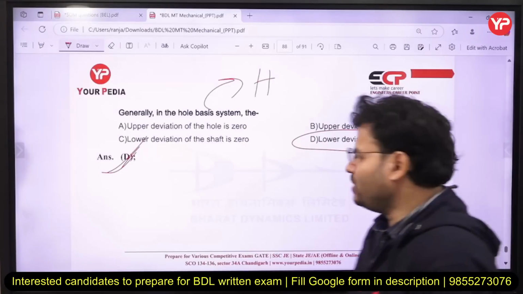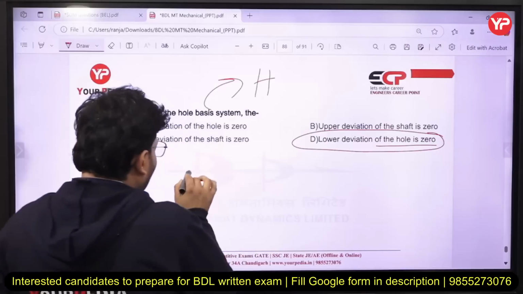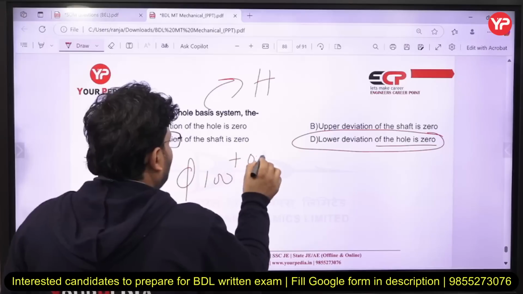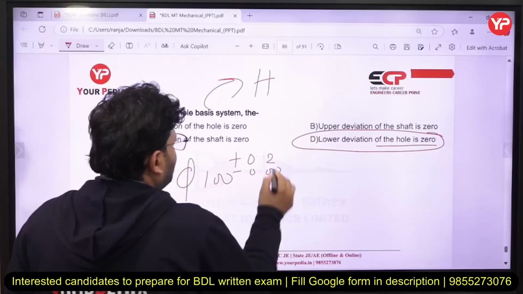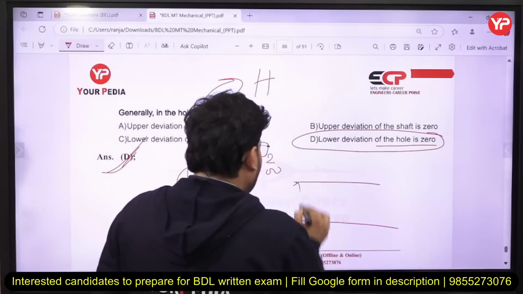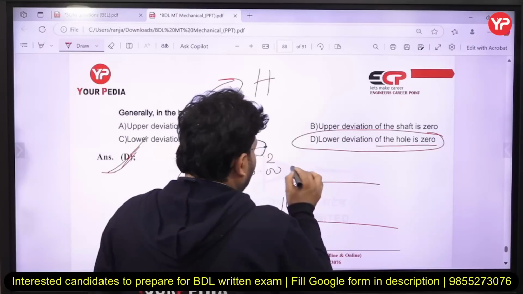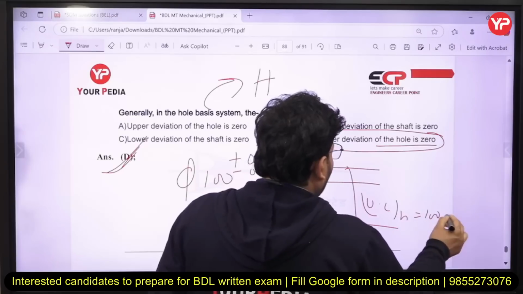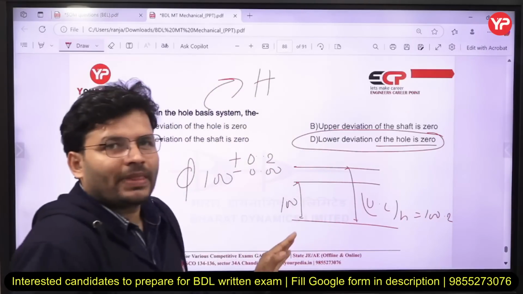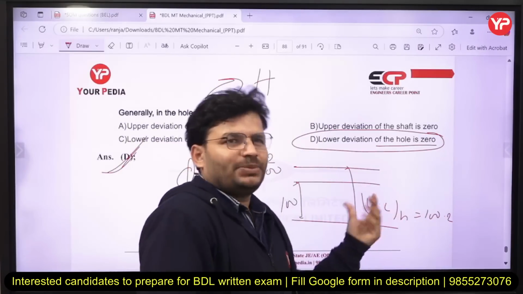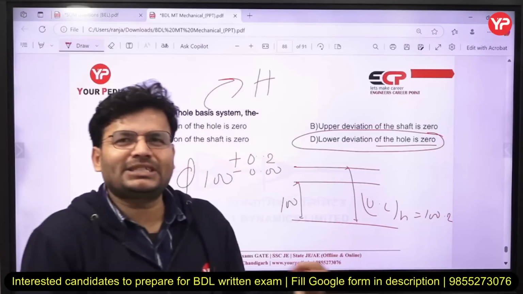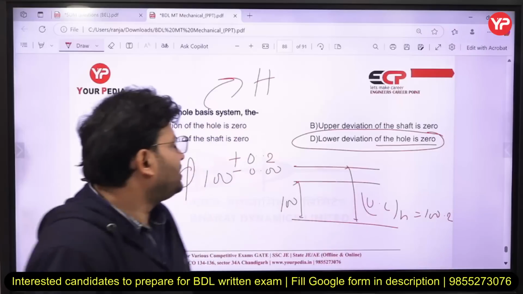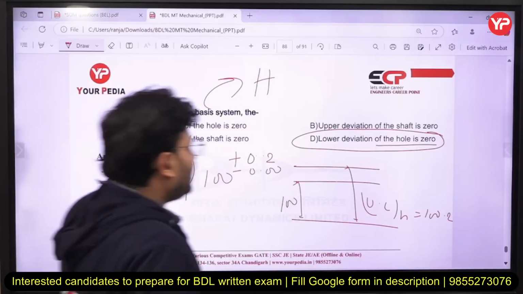What do you mean by lower deviation? Suppose this is one of the holes having dimension 100, with upper deviation plus 0.2 and lower deviation 0.00. So that is your 100, and this is the upper limit of the hole, which is equal to 100.2. But here you can see the lower limit is 0. In fact, you can say the fundamental deviation is also 0, because fundamental deviation is the one which is close to the baseline. This is your basic line. So here we can simply say the lower deviation is 0. So D is the right answer.